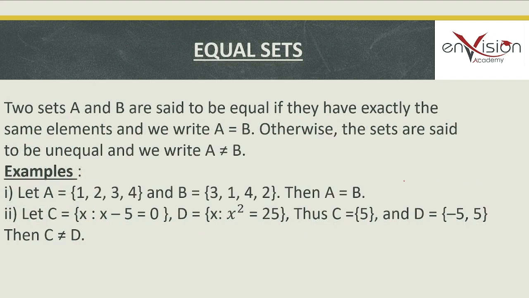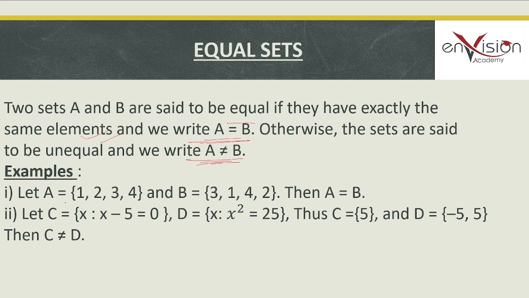Then we have the equal sets. Two sets A and B are said to be equal if they have exactly the same elements, and we write A is equal to B. If both the sets have the same elements, then these are equal sets. If they have different kinds of elements, then we say A is not equal to B.